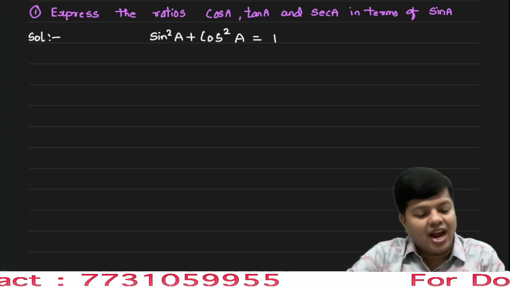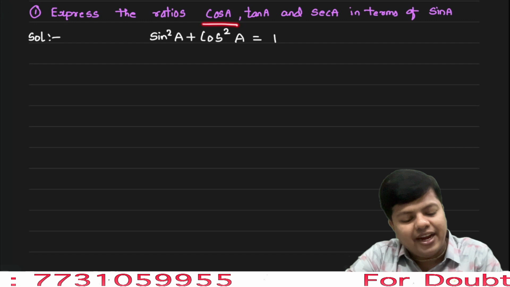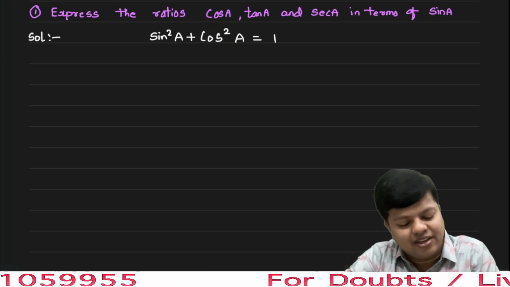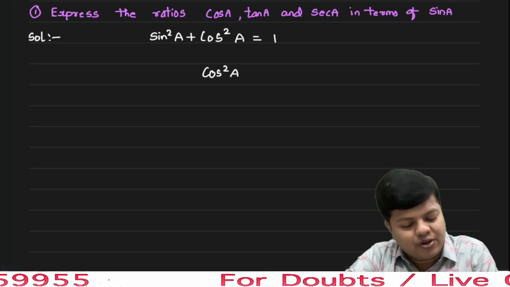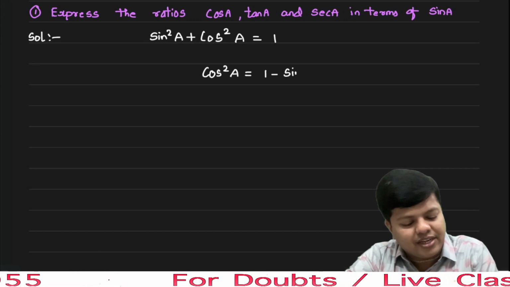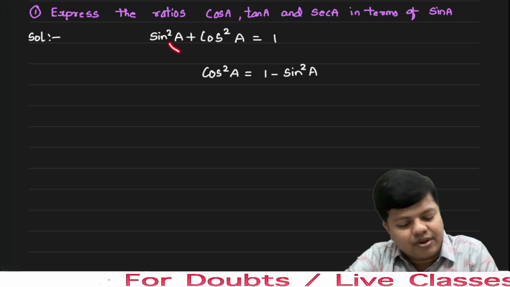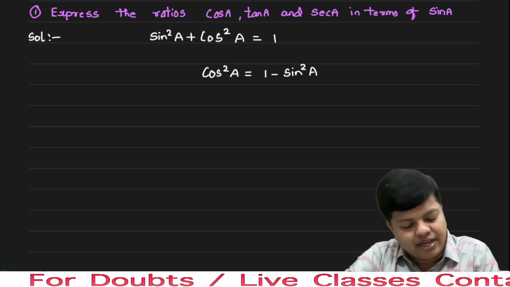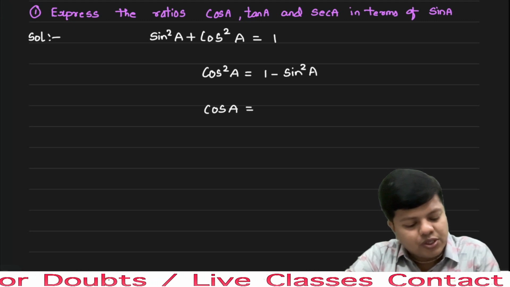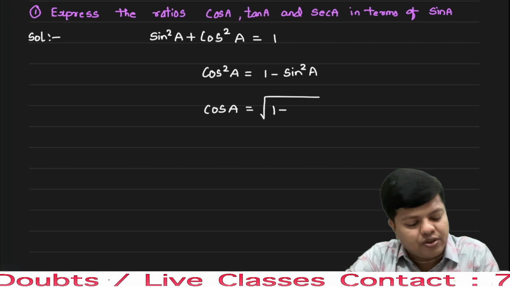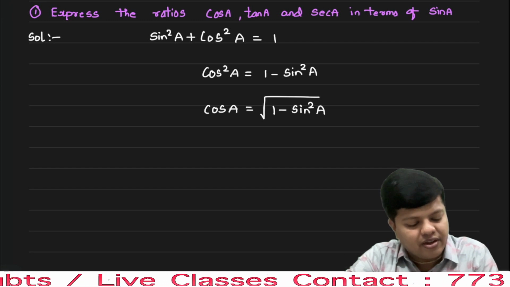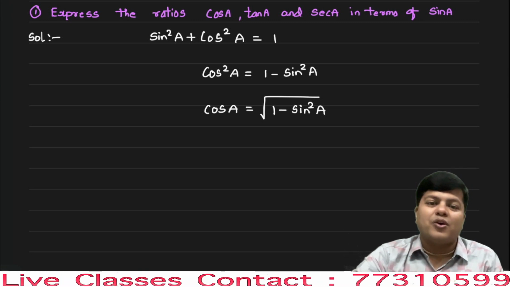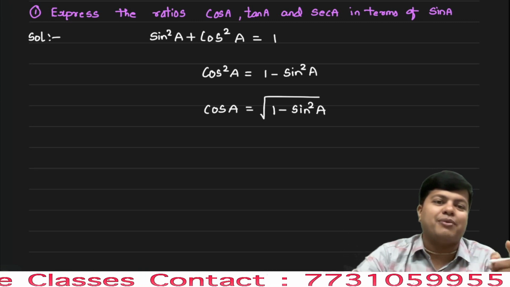Start with this. Now we want cos A in terms of sin A. So cos A is here, so we make cos A the subject and you get the answer. So cos square A is equal to 1 minus sin square A. Sin square A going to the right hand side becomes minus sin square A. And then the square goes to the right hand side and becomes a root. So cos A is root of 1 minus sin square A. Okay student, cos A you got expressed in terms of sin A.